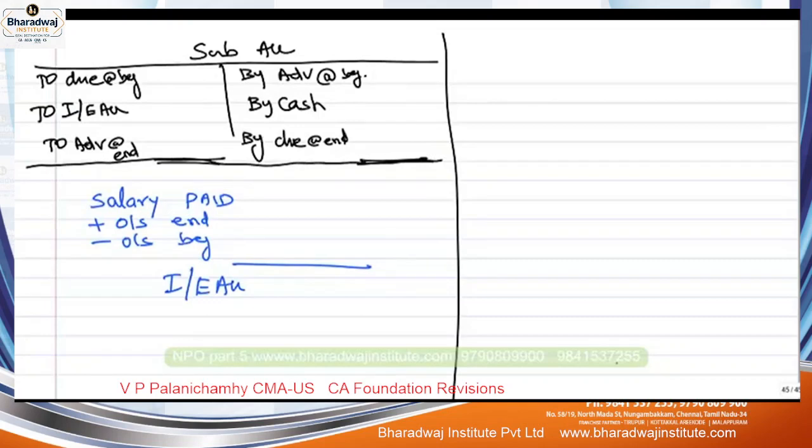Tell me the due at the beginning, due at the end, advance at the beginning, advance at the end, income and expenditure account subscription, 1 lakh, 70,000 as a balancing figure by cash, 60, 1,63,400. What is the salary given in income and expenditure account?